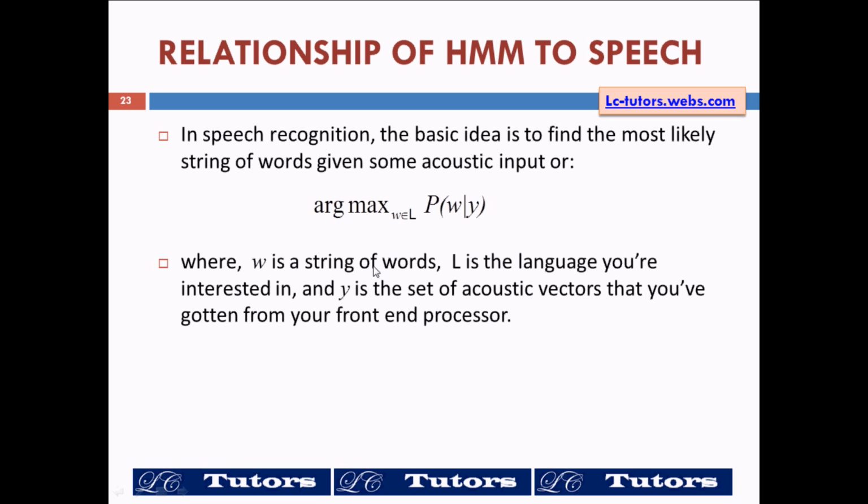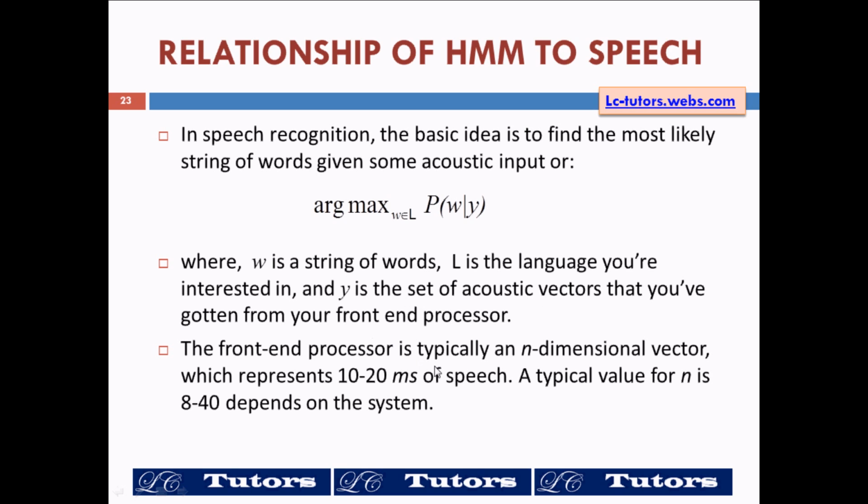Here W is the string of words, L is the language you are interested in, and Y is the set of acoustic vectors that you have gotten from your front-end processor. The front-end processor typically produces an n-dimensional vector. These are the speech vectors. It can be LPC or maybe some other technique that you use to extract the feature vectors, and they represent 10 to 20 milliseconds of speech. A typical value for n is about 8 to 40, depending on the system. So you take a feature vector and then use that feature vector to predict W.